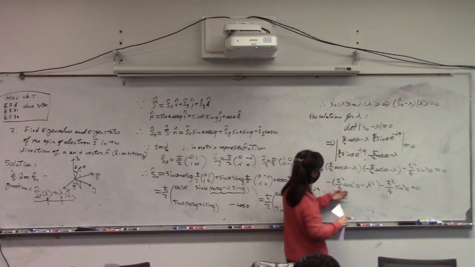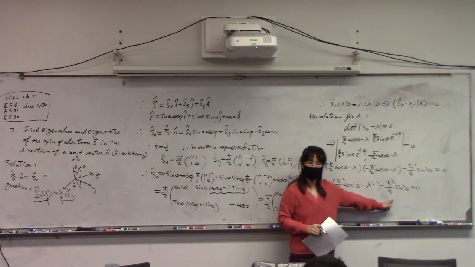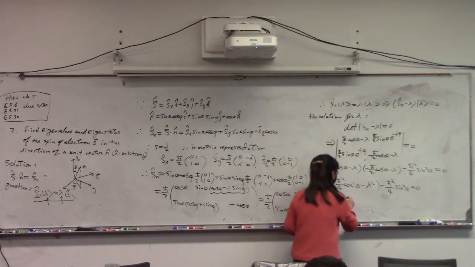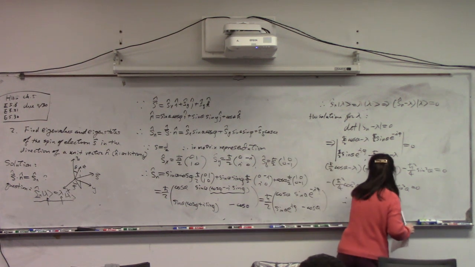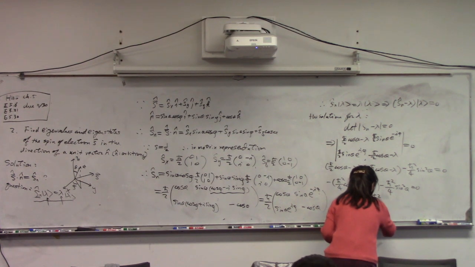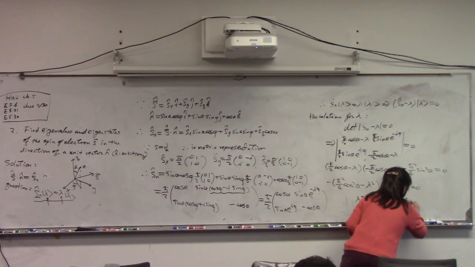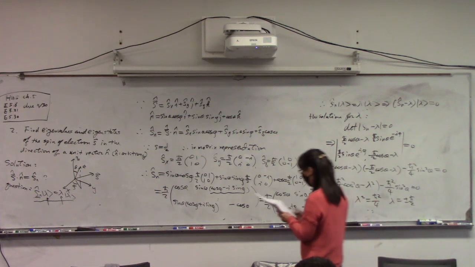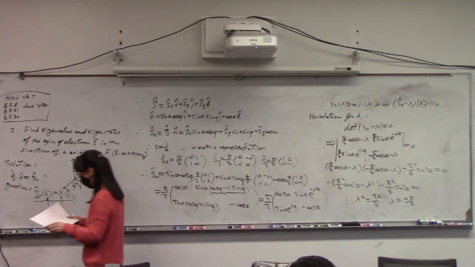So you can see here, this is minus cosine square, this minus sine square is 1, right? So you have lambda square equal to h bar square over 4, so lambda is plus minus h bar over 2. Okay, so we obtain this eigenvalue.